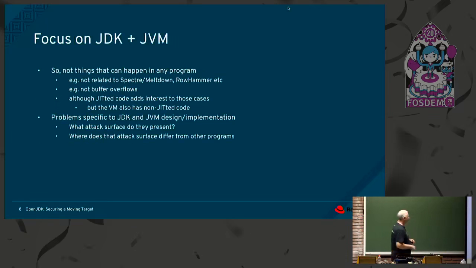And where are those sort of things possible to happen in OpenJDK? Now, I'm not therefore going to look at things like Spectre, Meltdown. These things can happen in any program, buffer overflows. JITted code makes it a bit hard to exploit things because the code isn't always the same and it's not always in the same place. But the VM compiled code, you can use all the usual tricks for that. I'm really interested in the things that are specific to the design and implementation and what sort of attack surface OpenJDK presents that's unusual.